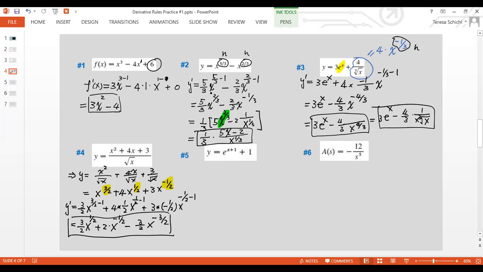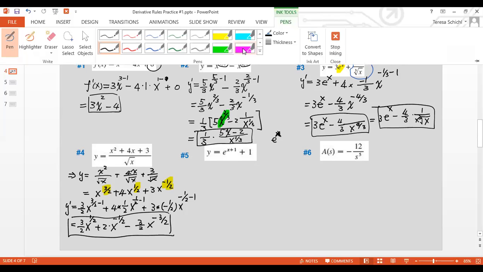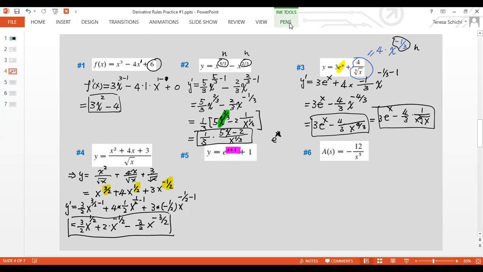Okay, so now let's take a look here. Number 5: y equals e to the x plus 1. So the formula we know is how to take the derivative of e to the x. But now I have e to the x plus 1. In order to use the e to the x formula, I need to do something about it. So I can change this: e to the x plus 1 is e to the x times e to the first power, correct?